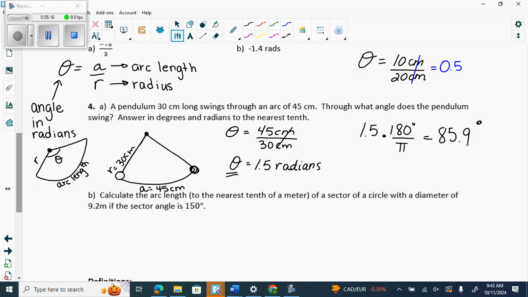Now some people will say to me, Mrs. Lepp, what mode do I need to be in? Are you pressing the sine, the cosine, or the tan button? No. So do you need to be in a specific mode? No, it's just those 3 buttons.